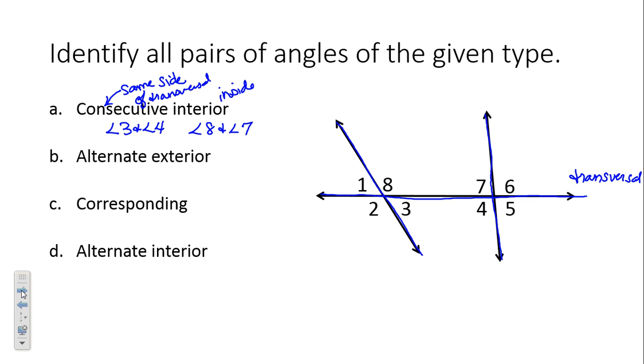Alternate exterior. What does the word alternate mean? Change. The opposite. So we're looking for the opposite sides of the transversal on the outside. Okay? So, Quentin, can you give me a pair of alternate exterior angles? Angle 1 and angle 6. 1 and 6, are they on the outside of the figure? Are they exterior angles? Everybody agree? But are they alternate exterior?